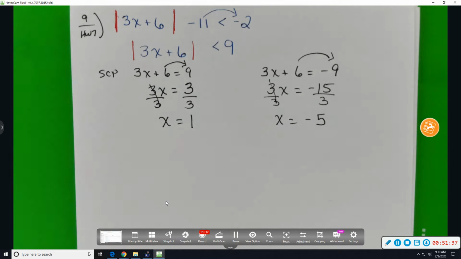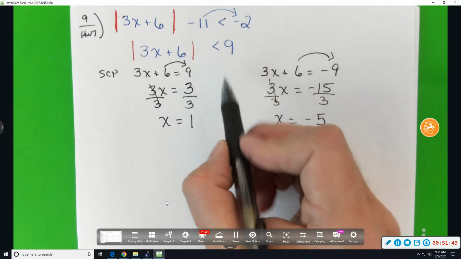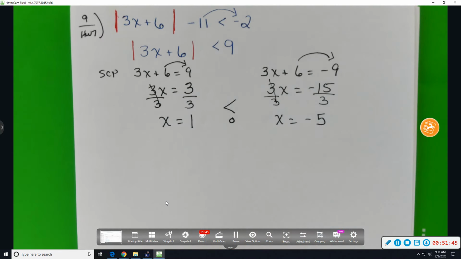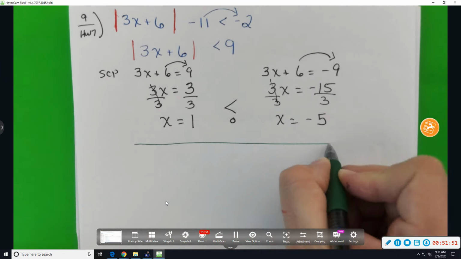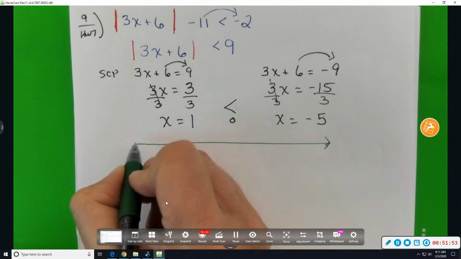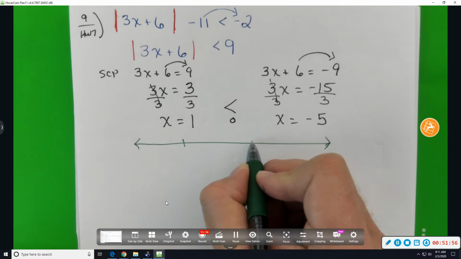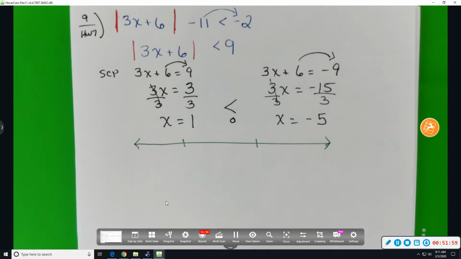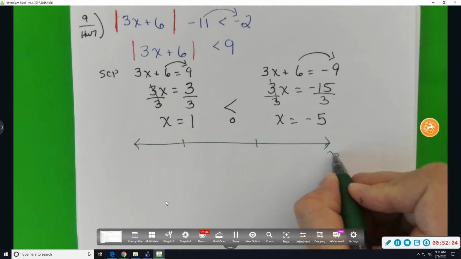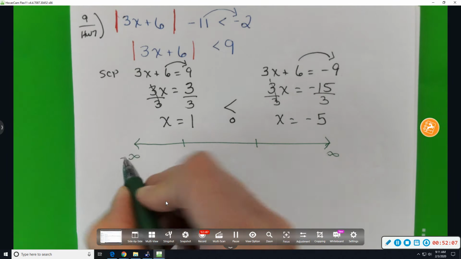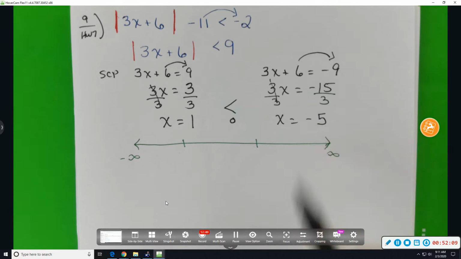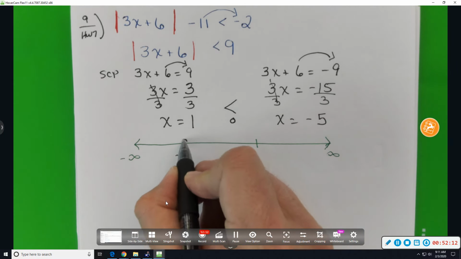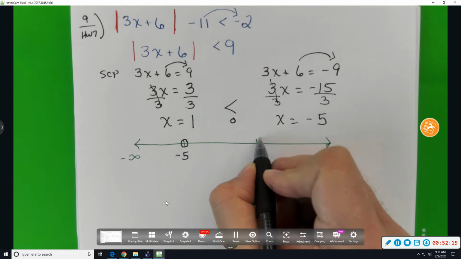So let's decide between open and closed circles. What are we going to use? Okay, there's not an equal sign, so it's going to be open circle on each of those. Draw my number line. And it's not too difficult to label them, are they? Because one of them's a positive number and one of them's a negative. So the negative 5 is going to be the one on the left and the positive 1 on the right.